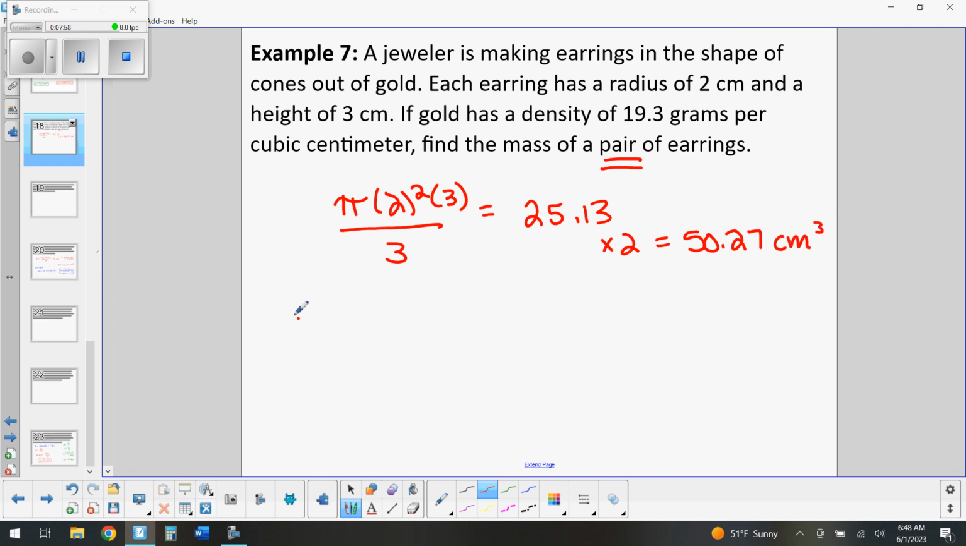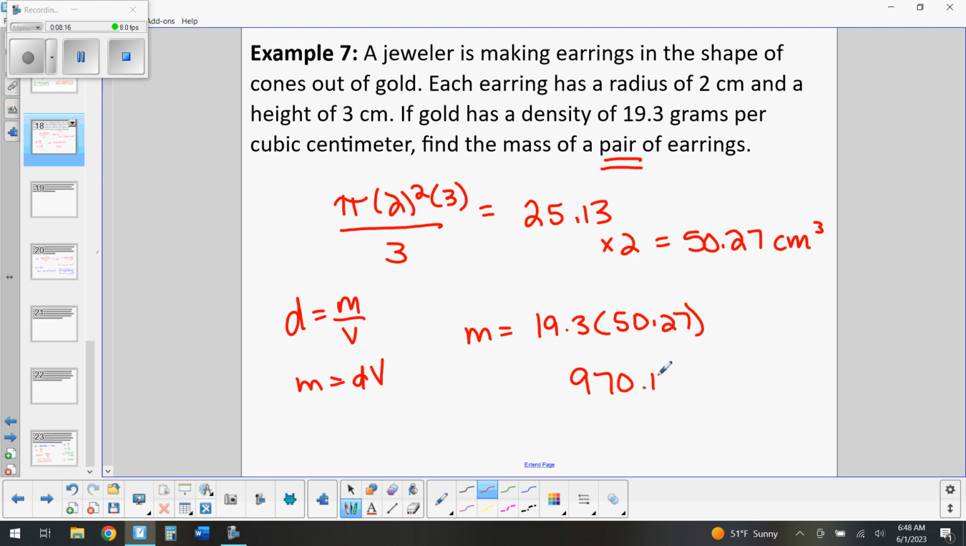And if you recall, density equals mass over volume. We're looking for the mass, so mass is really density times volume. So we're going to have 19.3 times the 50.27, and we get a mass of 970.12 grams.